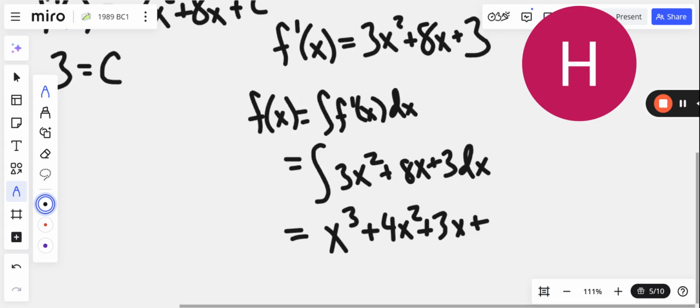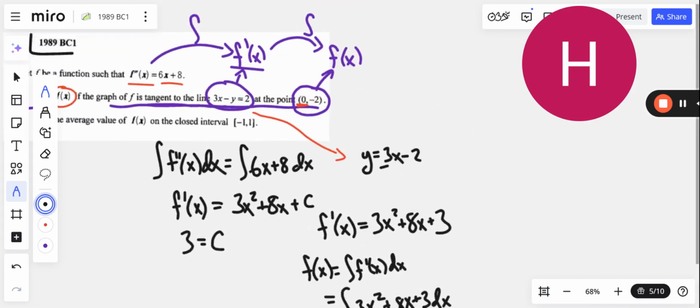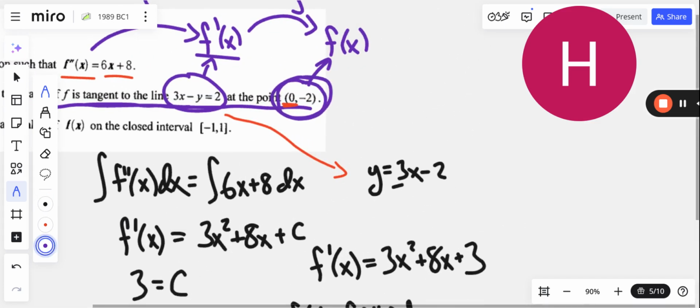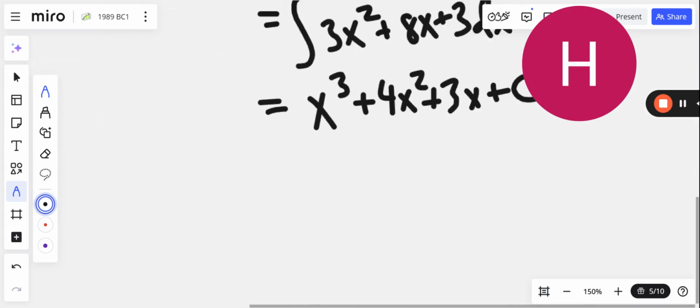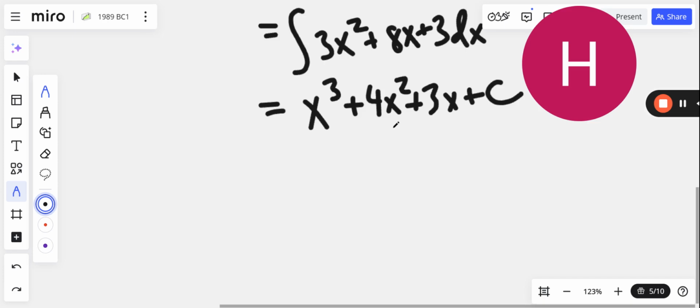Again, plus c. Now we have to use this initial condition, which is the point. When x equals 0, y equals negative 2. Okay? So it's going to be 0 plus 0 plus 0. So in the case of polynomials, if we have it in this nice standard form, when you plug in 0, you're just going to get the constant value.